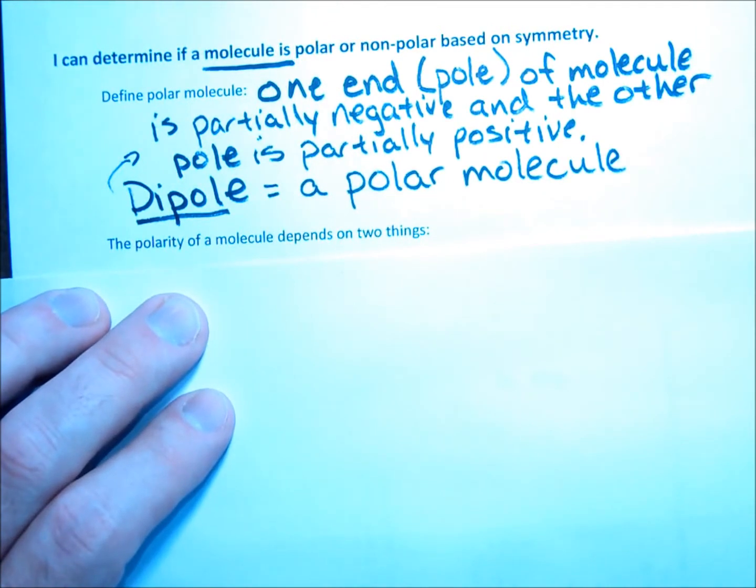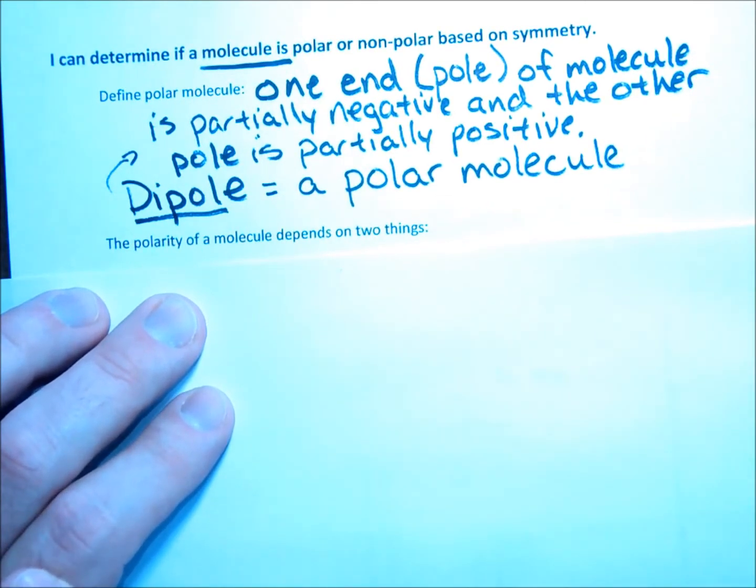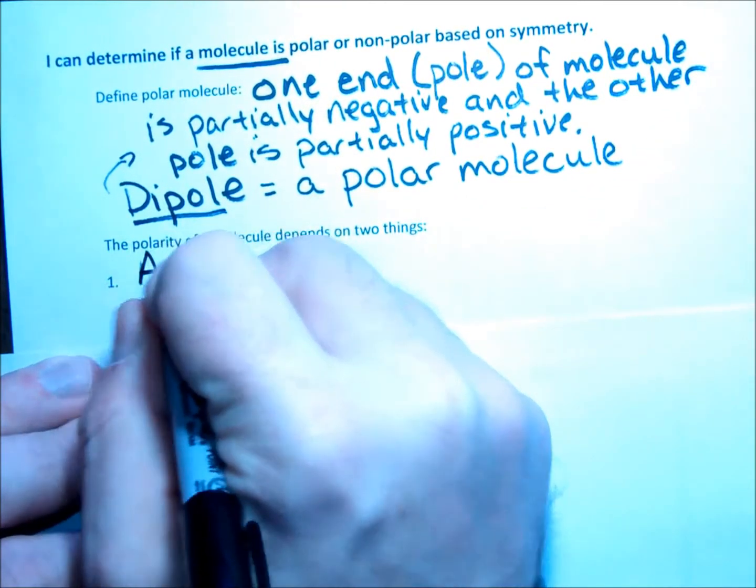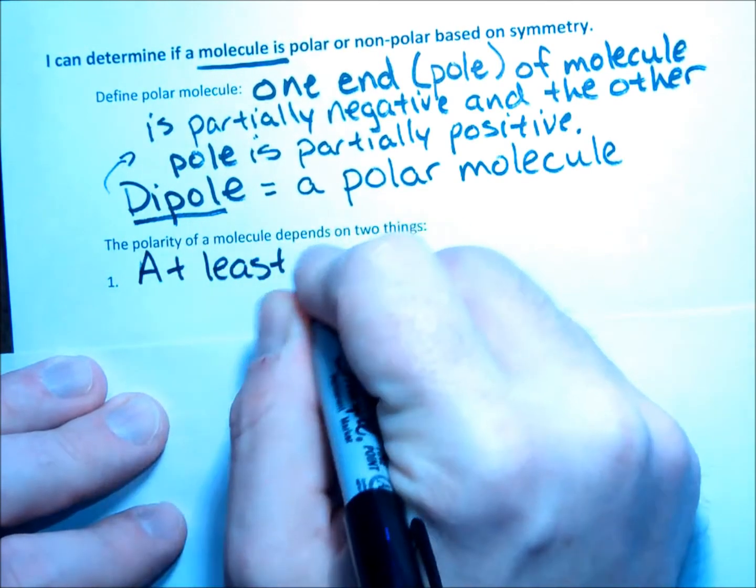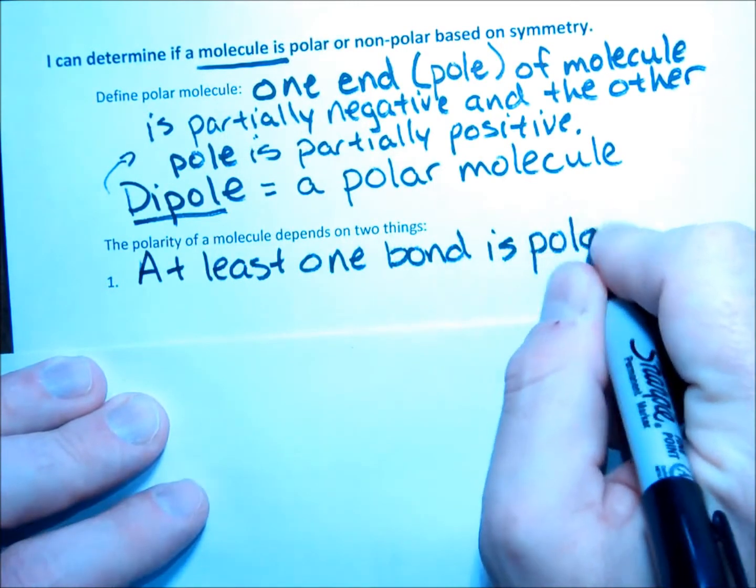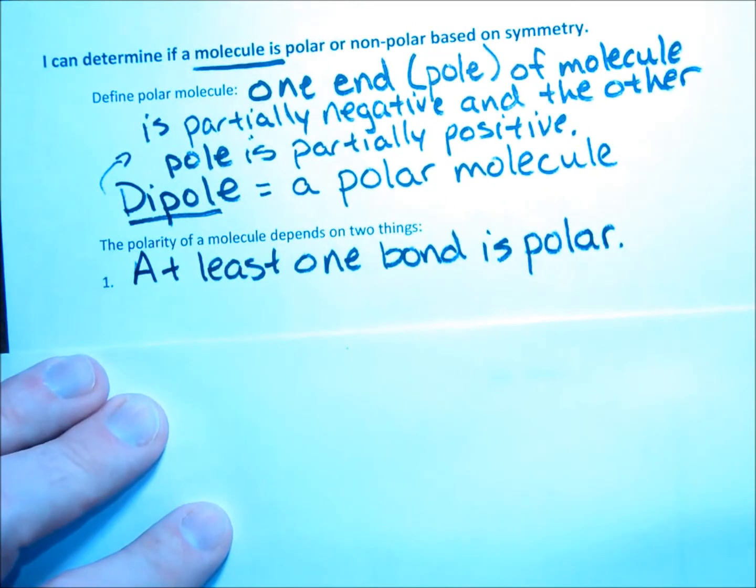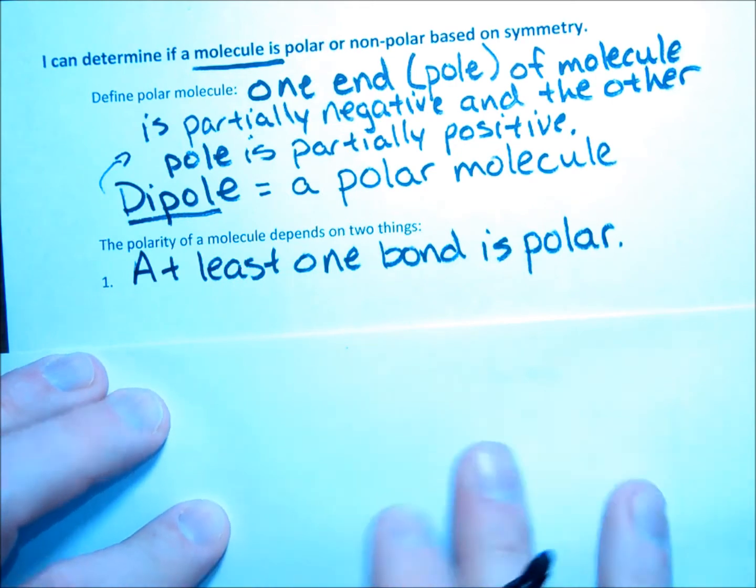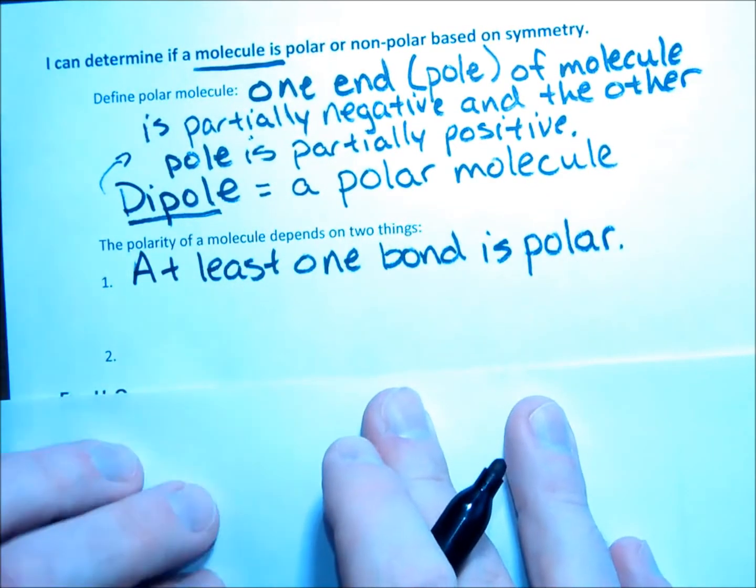Let's get into this. The polarity of the molecule is going to depend on two things. First of all, you have to have a polar bond in order to have a polar molecule. At least one bond in your molecule must be polar. If none of your bonds are polar, then you're going to have a nonpolar molecule. That's easy enough. The tricky thing is you can have polar bonds, but your molecule will end up being nonpolar because it does not have a dipole. And here's what you need in order for that to happen.